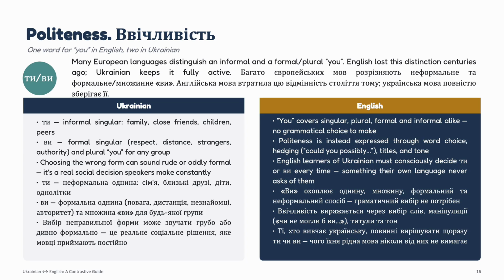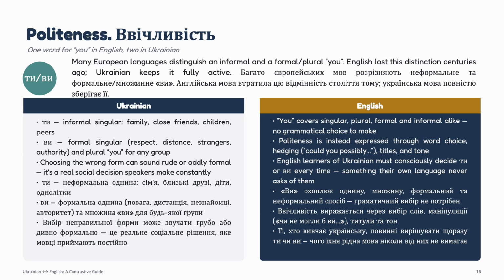Choosing the wrong word can sound rude or oddly overly formal. It's a real constant social decision Ukrainian speakers make. English just has one form, you, for absolutely everyone and everything. So politeness gets expressed differently through maybe word choice, hedging phrases like could you possibly, titles, and tone.